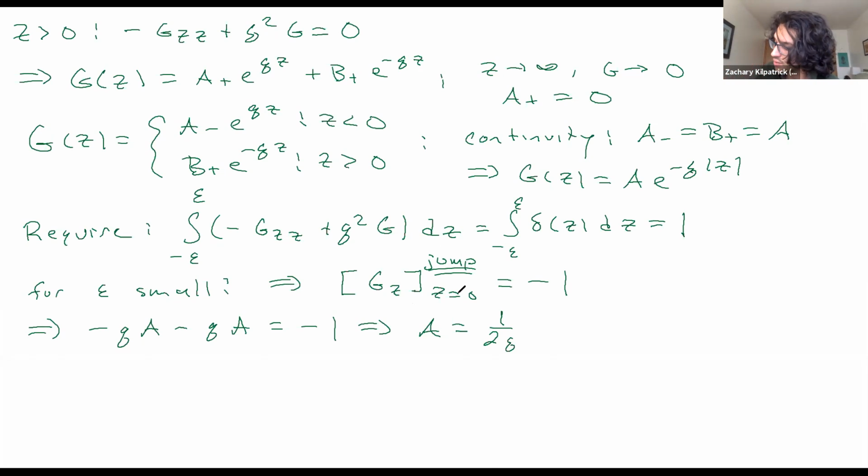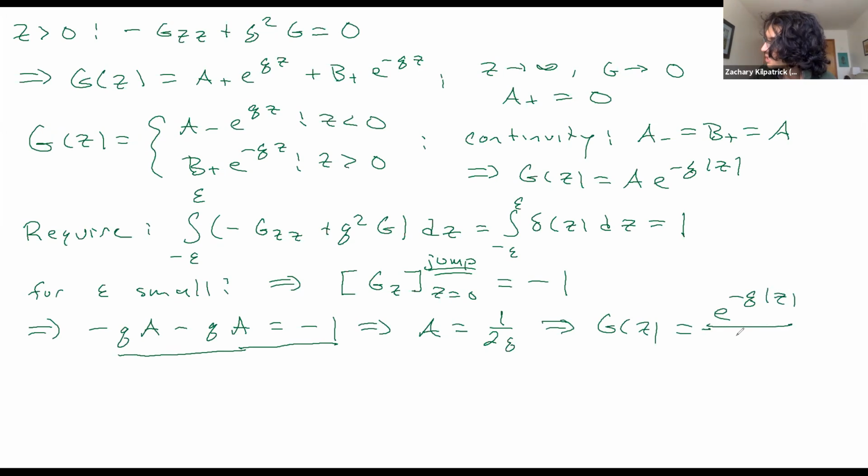So you could also write it as the limit of g sub z as epsilon goes to 0 from above minus the limit of g sub z as epsilon goes to 0 from below. All right, so that's why you get these two terms here. Okay, so this should be equal to -1. So that means a is equal to 1 over 2q. So g of z is equal to e to the minus q absolute value of z divided by 2q.